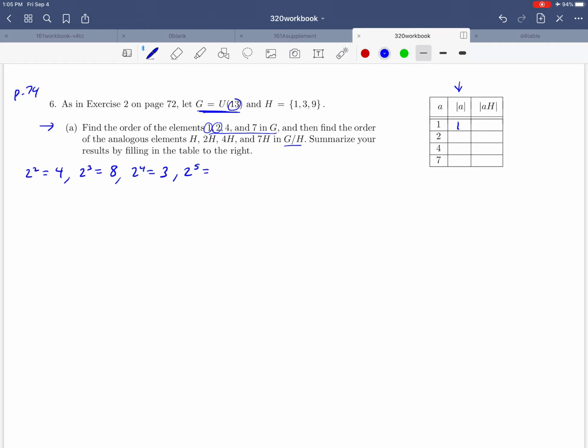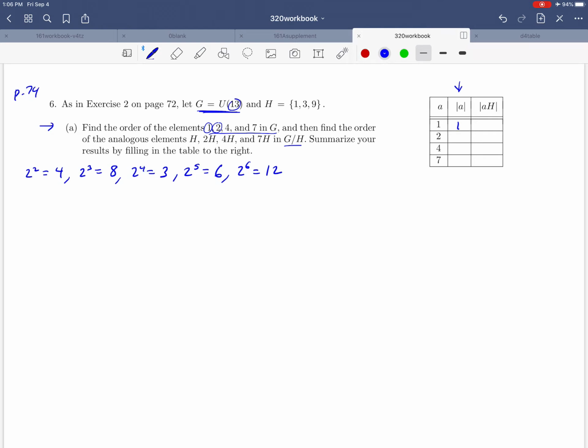Okay, 2 to the 5th, that's going to be the 3 that we already got times 2, which is 6. And we just have to keep going until we get to the identity. Let's see, 2 to the 6th, that would be 2 times 6, which is 12. And after a while, this gets a little old. I mean, we're raising it to a bunch of powers, and we know we're going to get the identity eventually, but it might take a really long time.